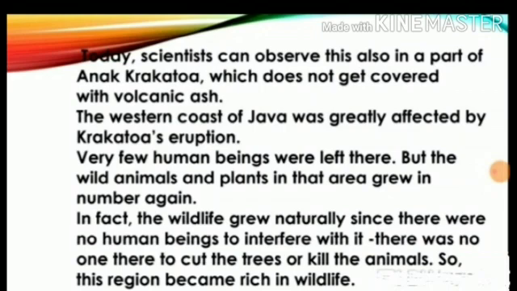The western coast of Java was greatly affected by the Krakatoa eruption. The western part, named Java, was so badly affected by the volcano that very few human beings were left there, but the wild animals and the plants in that area grew in number again. So here it has mentioned that very few human beings are seen there, but the wildlife, the animals and plants, are growing day by day again, in large quantities.